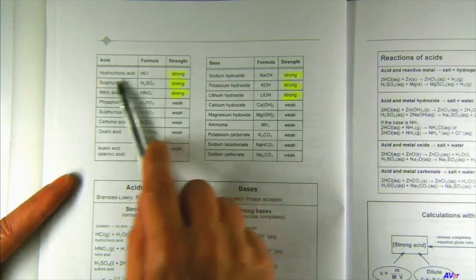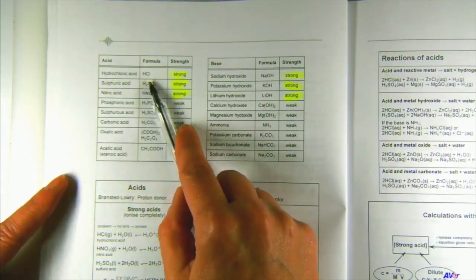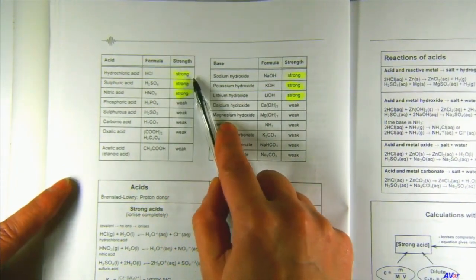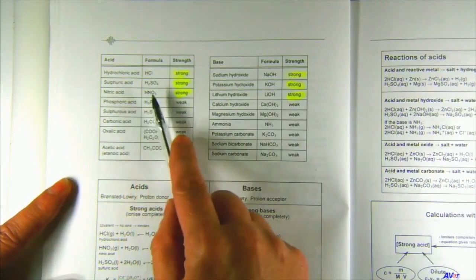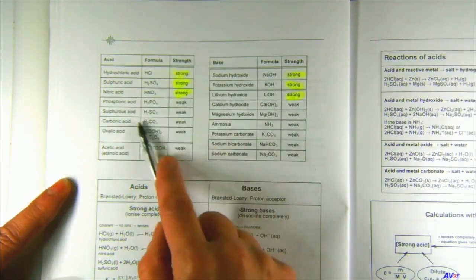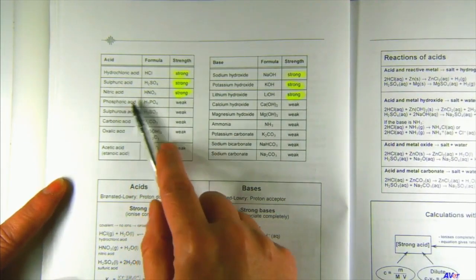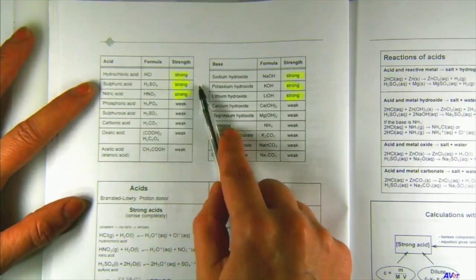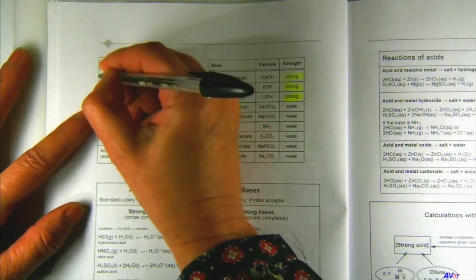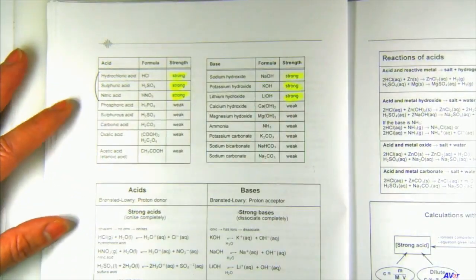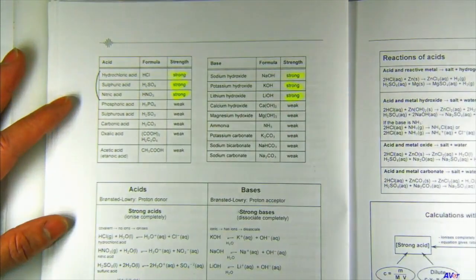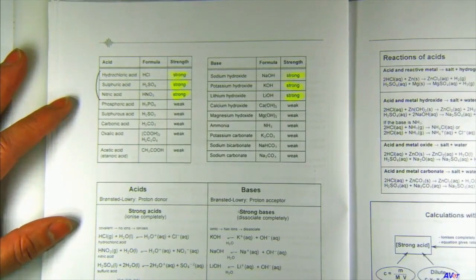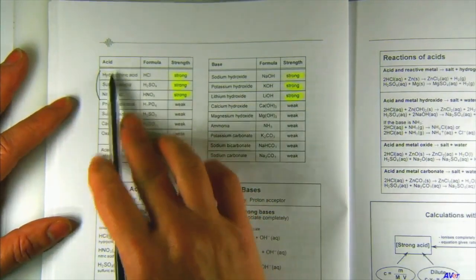You have to know hydrochloric acid is HCl and it is a strong one. Nitric acid, HNO3, and it's strong. Sulfuric acid, H2SO4, there it is, and it's strong. So those three are your strong acids, and then all the rest is weak. So it's easy to remember which ones are strong, but you have to learn the formulas as well.